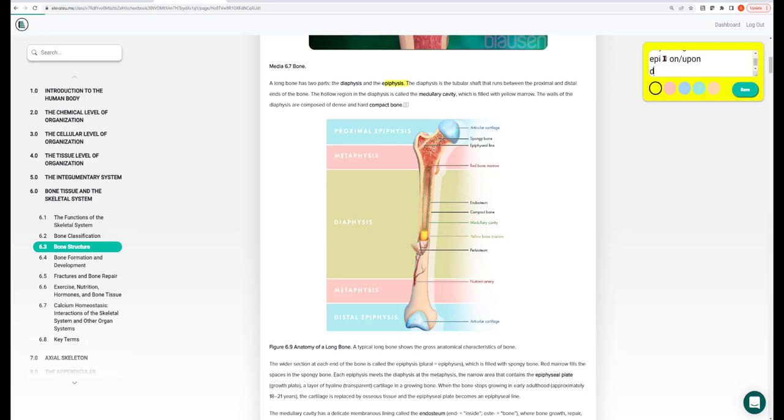And dia means across. Think diameter, right? To measure the diameter, you're measuring across. Okay. So when you hear these words, epiphysis, what you're saying is that it is on the growth. On the growth.